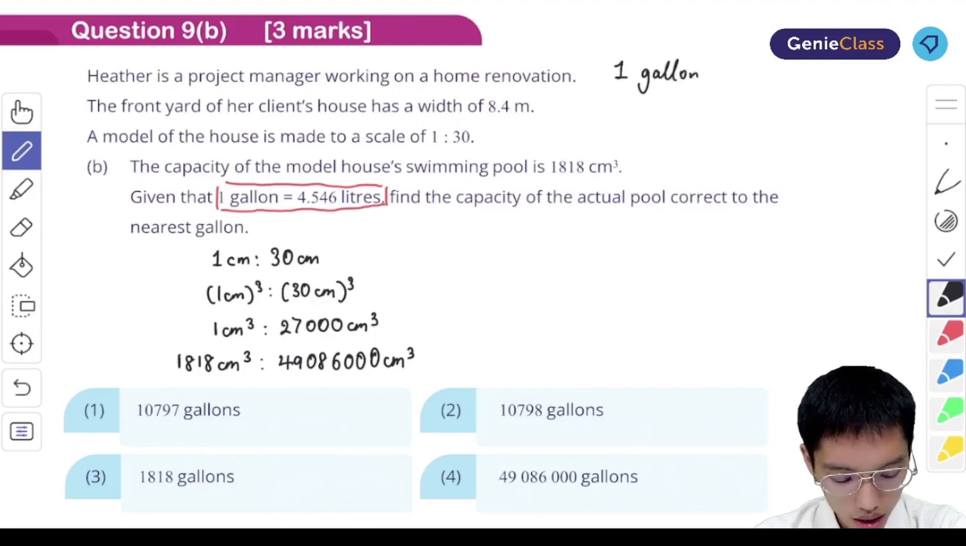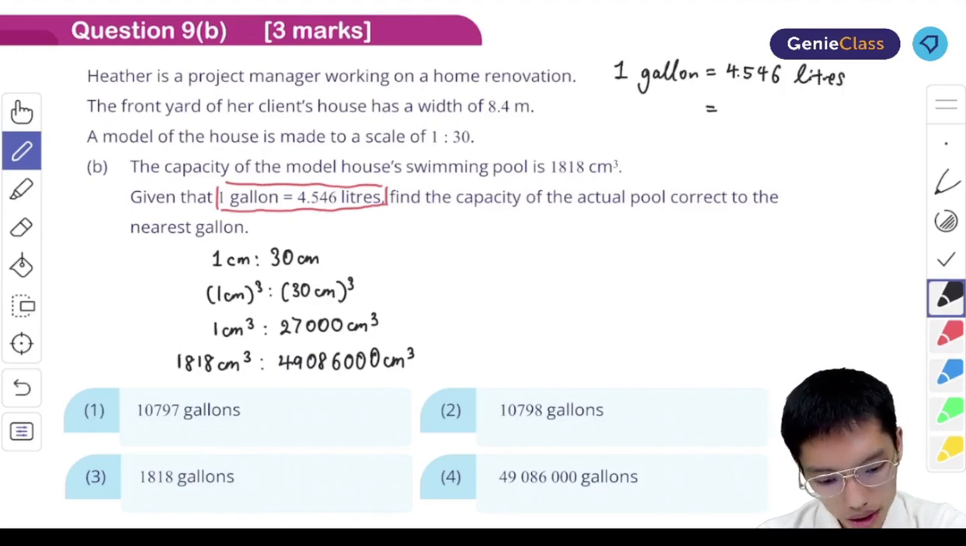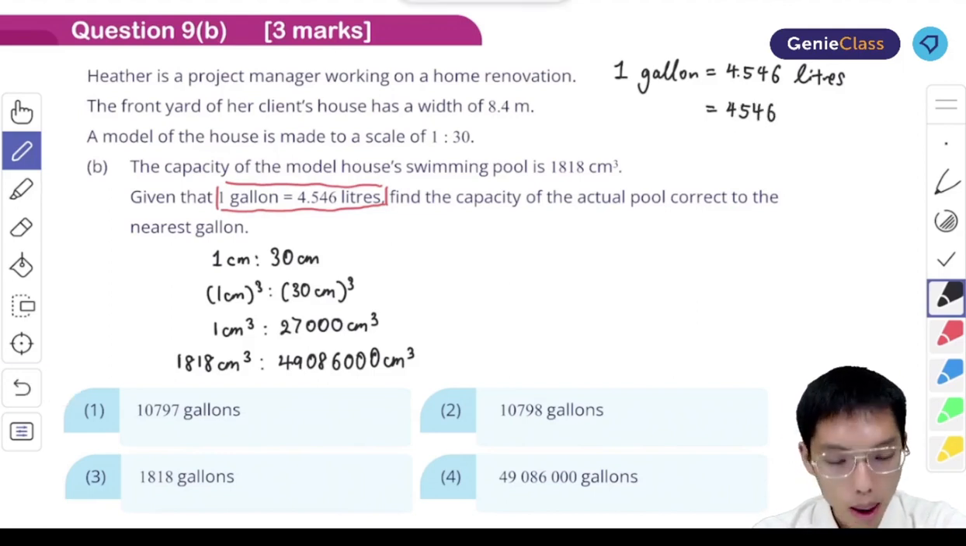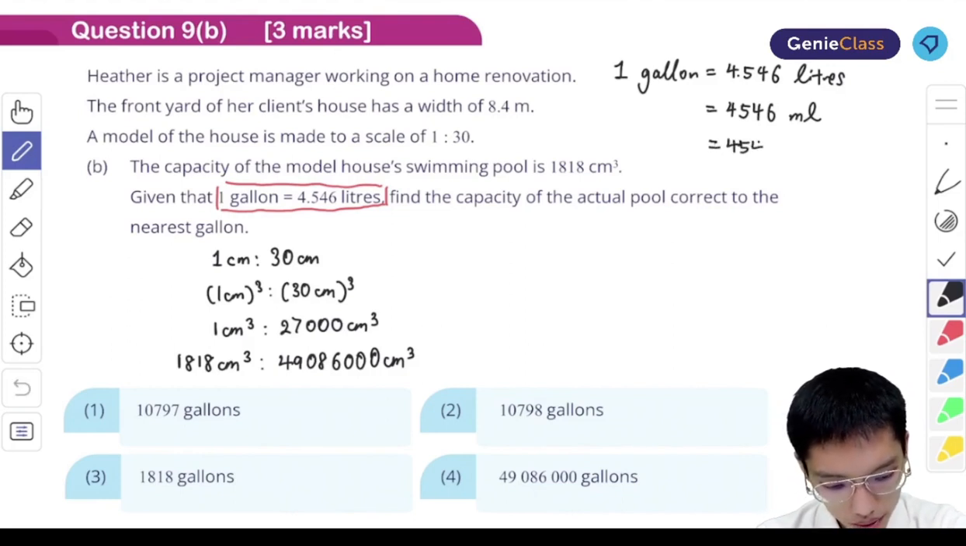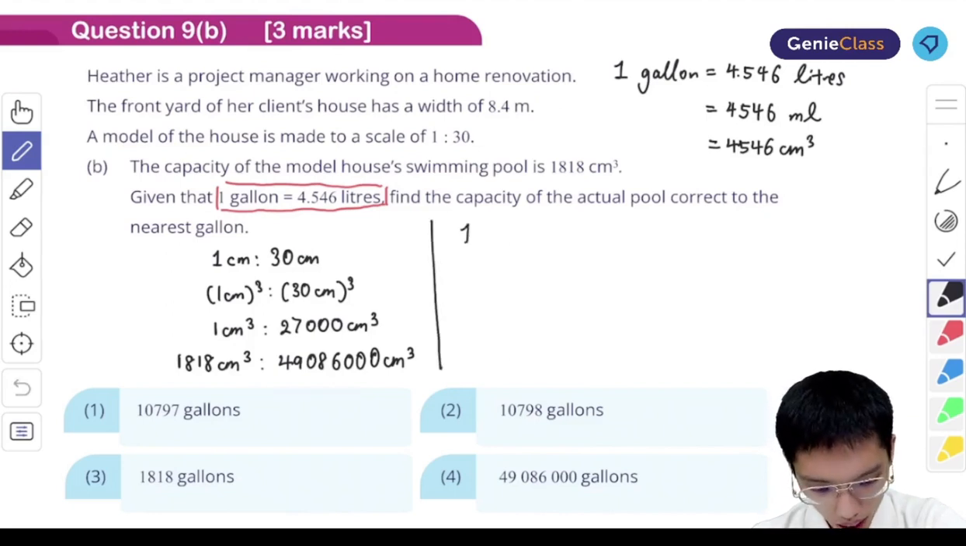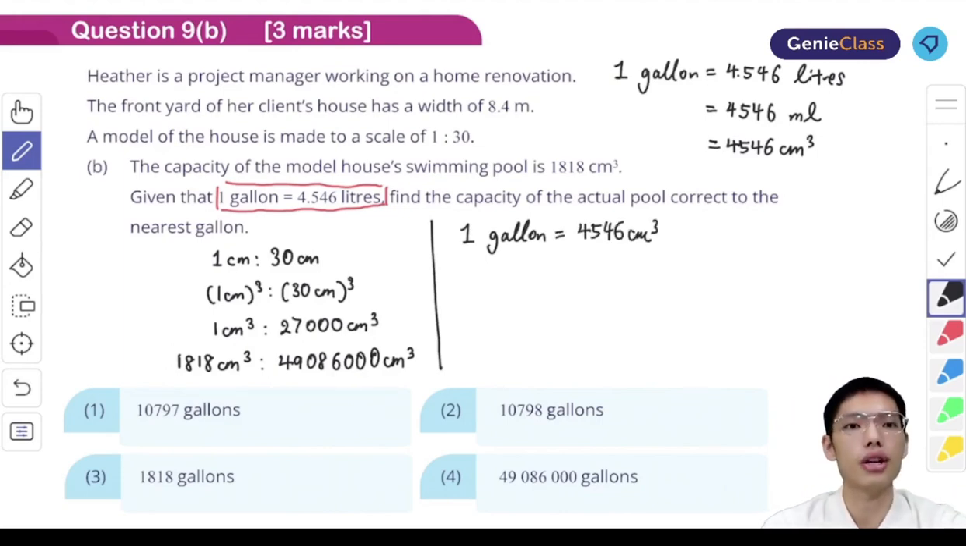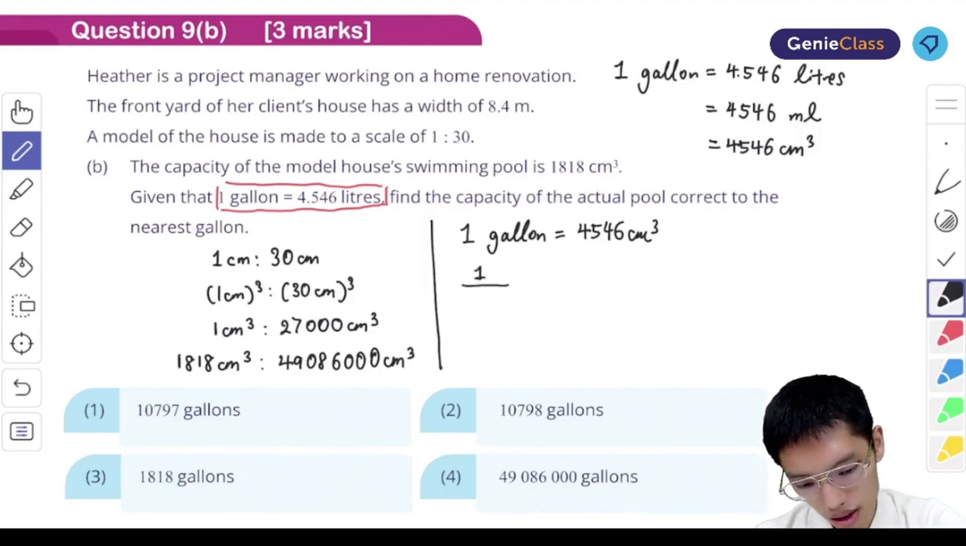1 gallon is equals to 4546 liters over here. Bring it down further, we know this is equals to 4546 milliliters, and milliliters is equals to cm cube. So therefore, we know that 1 gallon is equals to 4546 cm cube. Again, these are all your conversions. If you need help in the conversions, there's a Q&A later. Feel free to ask me from there.